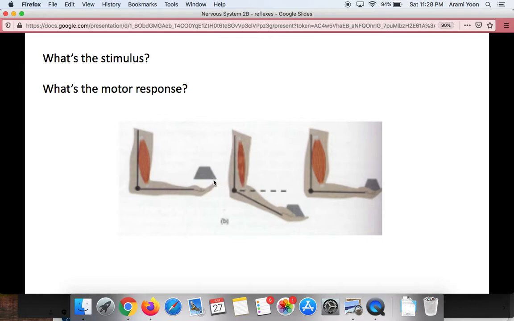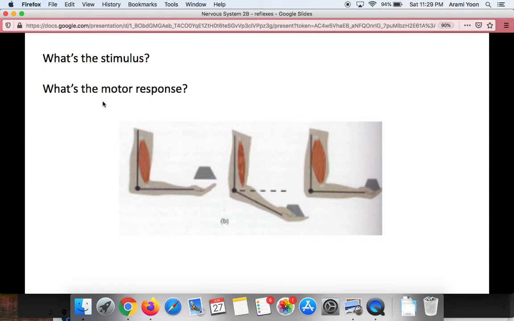Now I want you to notice that in this example, we've got the bicep muscle here, the bicep brachii, which is going to elongate when the weight is dropped down. That's going to pull the muscle, and then it's going to contract to right your hand back again at a right angle. So what's the stimulus in this example, and what's the motor response?